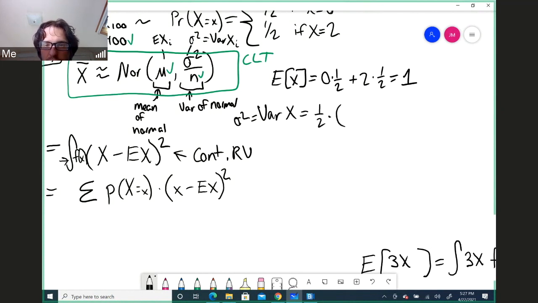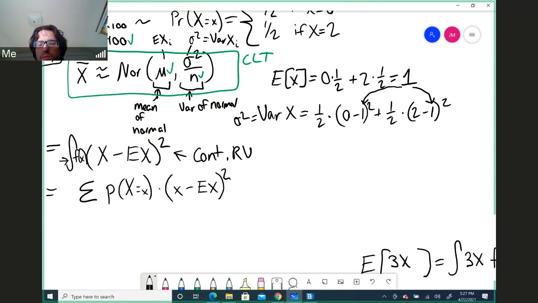times the first one, which is 0 minus 1 squared, plus 1/2 times 2 minus 1 squared. And this 1 comes from the E of X. This 1/2 comes from the probability that X is equal to 0, and this 1/2 comes from the probability that X is equal to 2. And when you do this math, this becomes 1, this becomes 1, so you're adding up 1/2 times 1 plus 1/2 times 1, so that equals 1. So now we know that the variance of X is equal to 1 in this case.